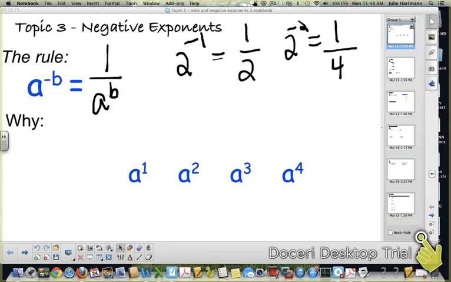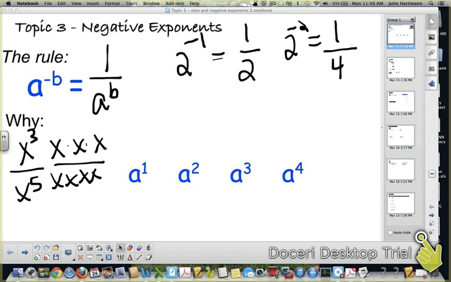Okay? Now, why? I'm going to give you two different explanations. If you have x to the third over x to the fifth, x to the third is x times x times x. X to the fifth is x times x times x times x times x. Three of them cancel. What you're left with is 1 on the top and x squared on the bottom.